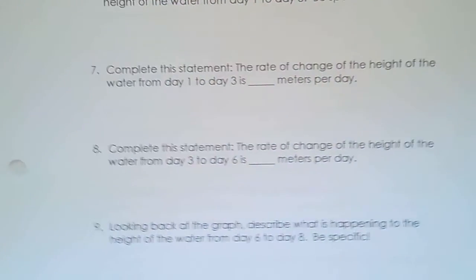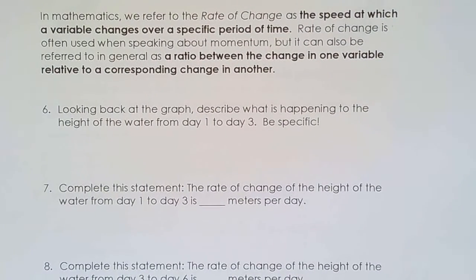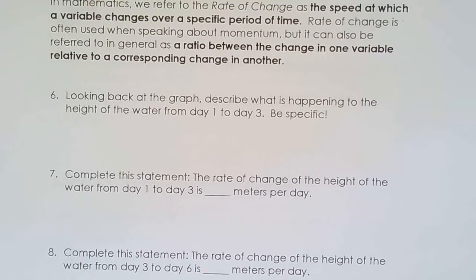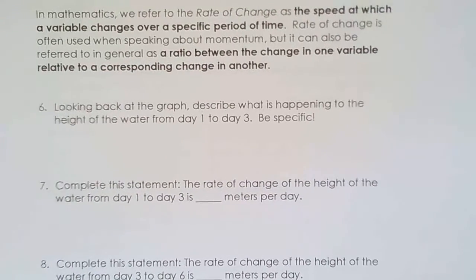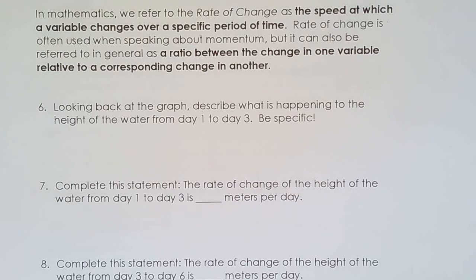Okay, in mathematics, we refer to the rate of change as the speed at which something is changing over time. So I can give you an example. I am driving 50 miles per hour. So I'm telling you about the speed over a specified period of time, which was 1 hour. So rate of change and slope are the same thing as speed. Rate of change, slope, speed.